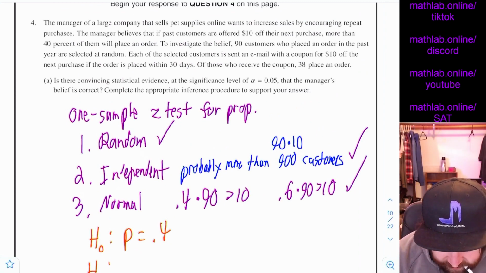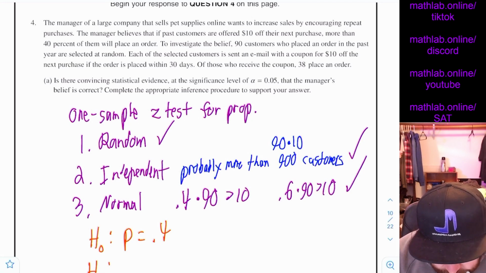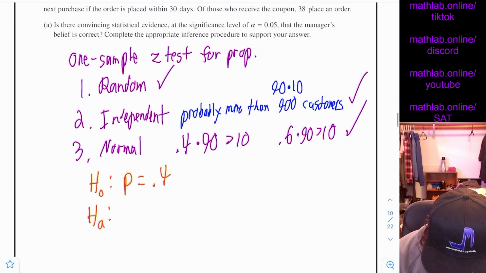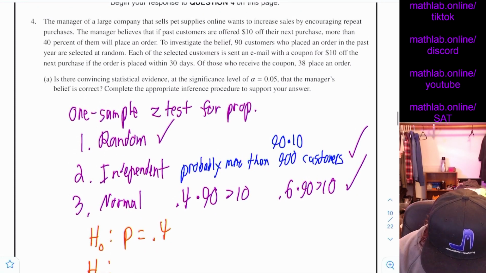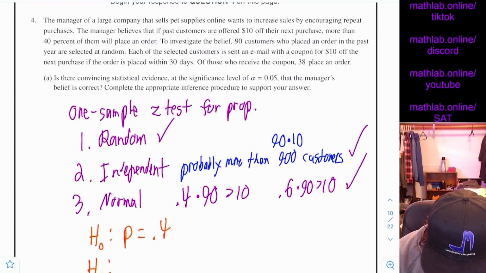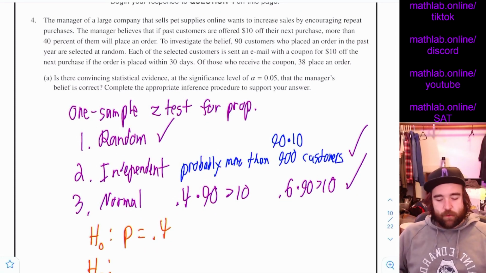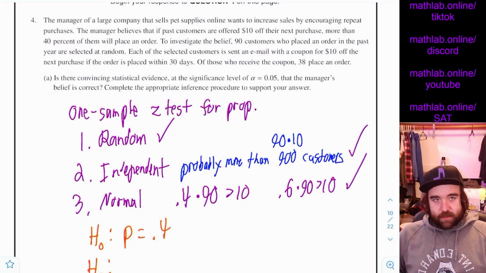What do they want to investigate? Manager sells, sample size, wants to increase repeat purchase. Manager believes that past customers more than 40%. To investigate the belief, 90% of customers will place an order. Wait, what does he believe? Believe that if past customers are offered, more than 40%. So he believes more than 40%. But your null hypothesis is always an equal. I still think, yeah.